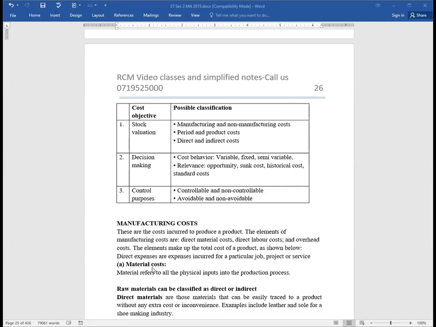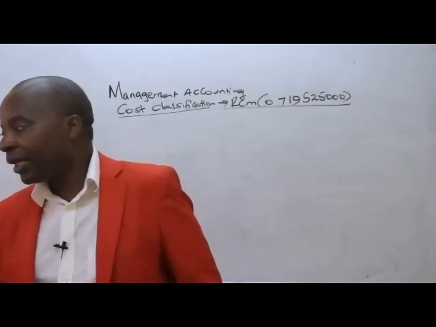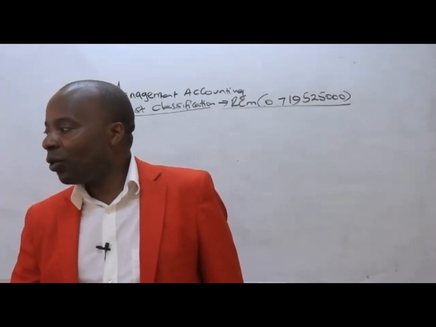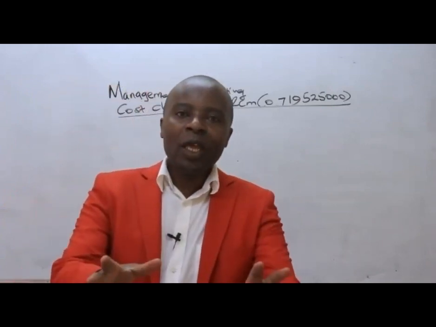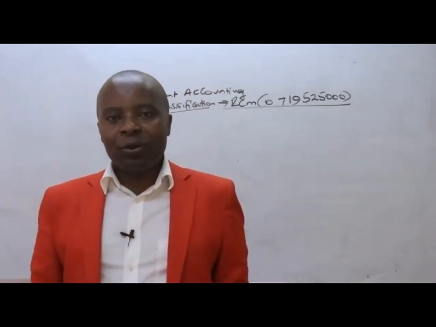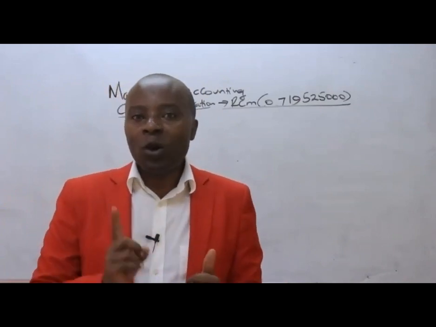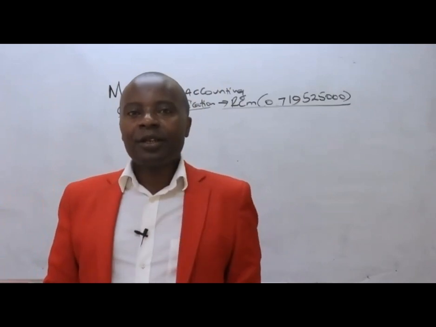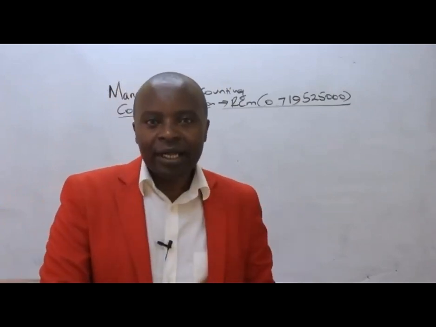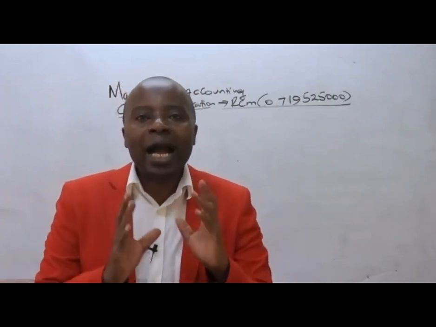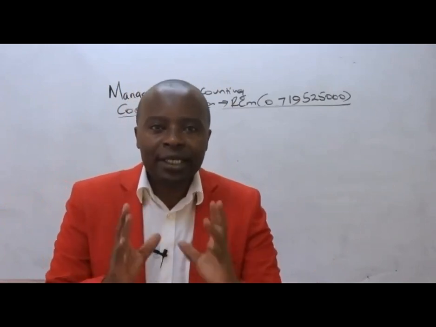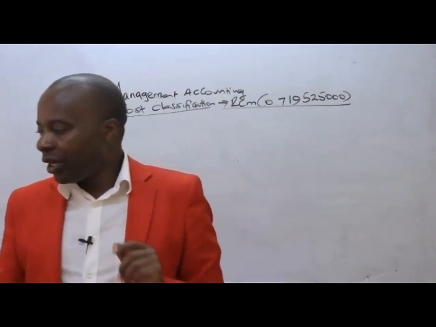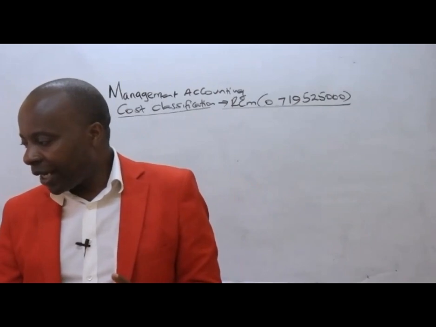Material cost refers to all the physical inputs into a production process. Ladies and gentlemen, if for instance today I was a carpenter producing tables, some of the raw materials that I will need are, for instance, timber. So when I bring in the timber, that automatically will be accounted under raw materials. It's important for you to understand that.